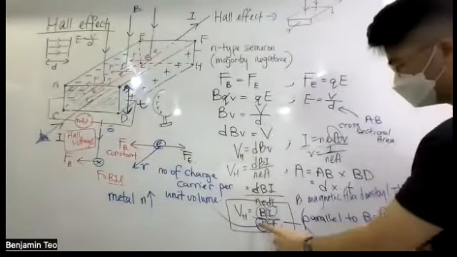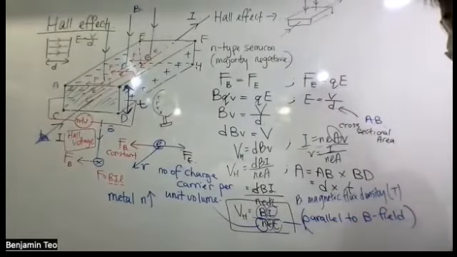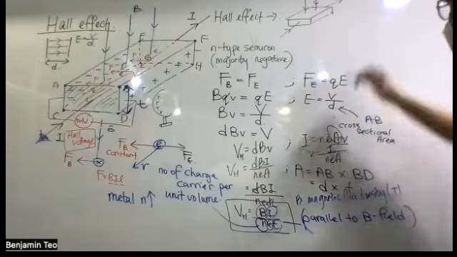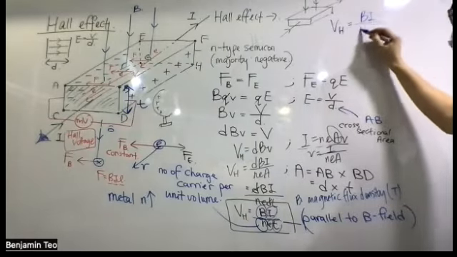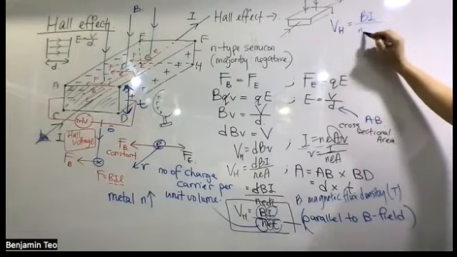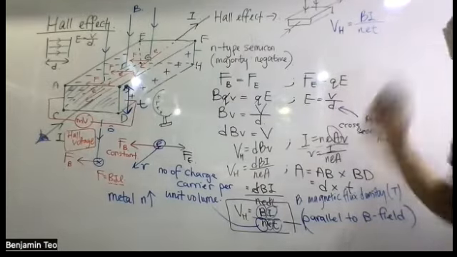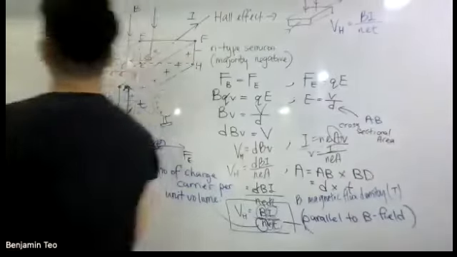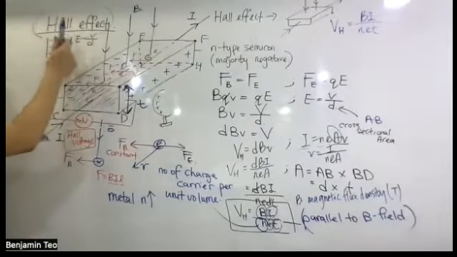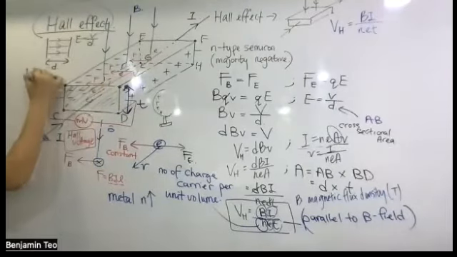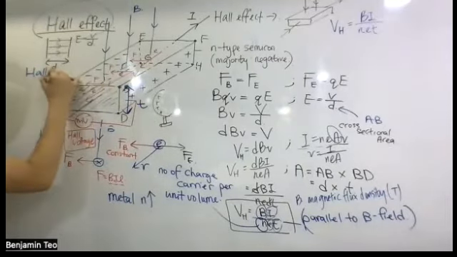Now, let me write it here: V_H = BI over Net. Why do we do all this? What's the purpose of all of this? There's just one purpose. The Hall effect allows them to design a Hall probe. What you see here is a Hall probe.